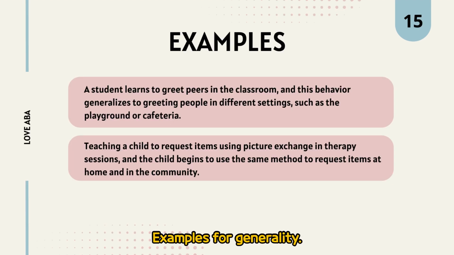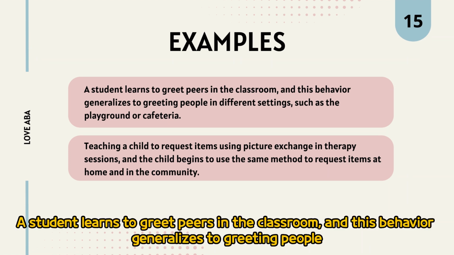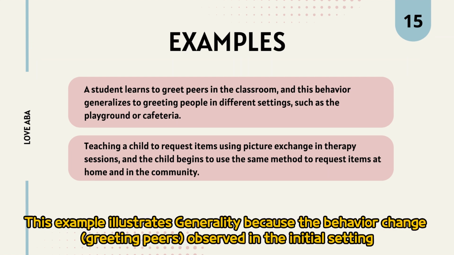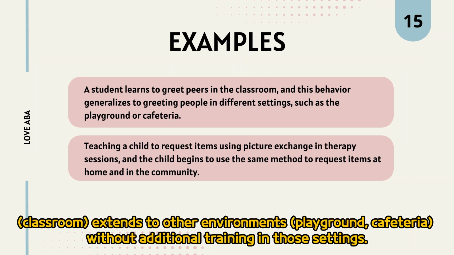Examples for generality. A student learns to greet peers in the classroom, and this behavior generalizes to greeting people in different settings, such as the playground or cafeteria. This example illustrates generality because the behavior change, greeting peers, observed in the initial setting, the classroom, extends to other environments, playground, cafeteria, without additional training in those settings.